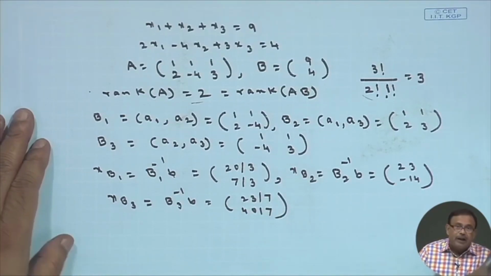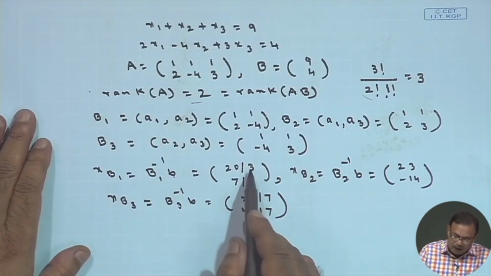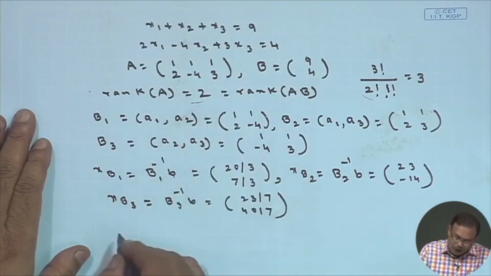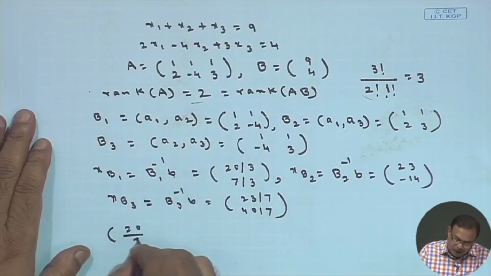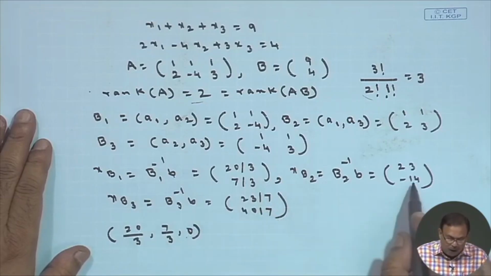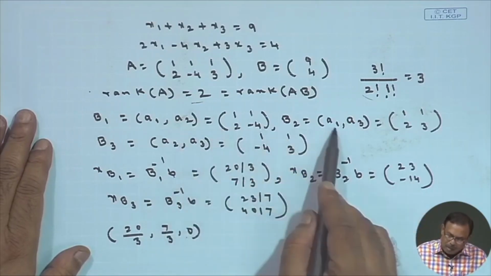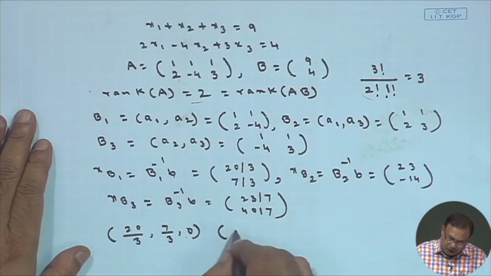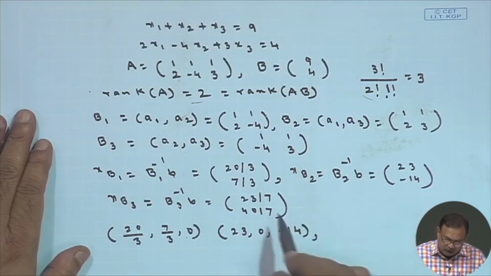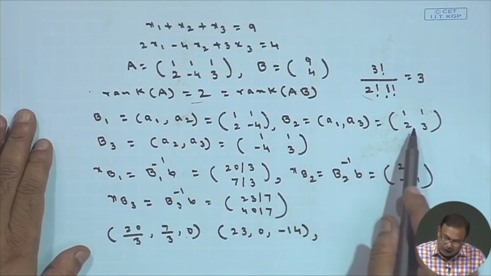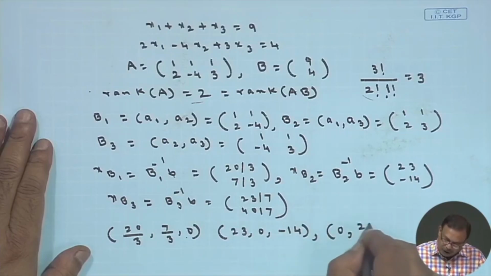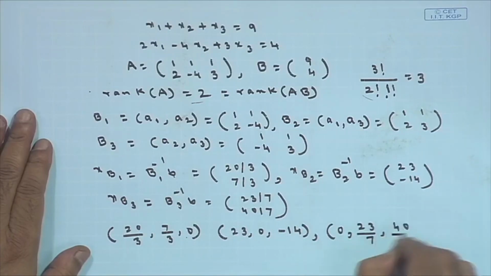Therefore, we can say that the basic solutions are as follows. This one corresponds to A1, A2, so A3 will be 0. So, one solution for this problem can be 20 by 3, 7 by 3 and 0. For this case, it is A1, A3, that is A2 is 0, so it will be 23, 0 and minus 14. This is another solution, and the third solution is A2, A3, that is A1 is 0, so this will be 0, 23 by 7 and 40 by 7.